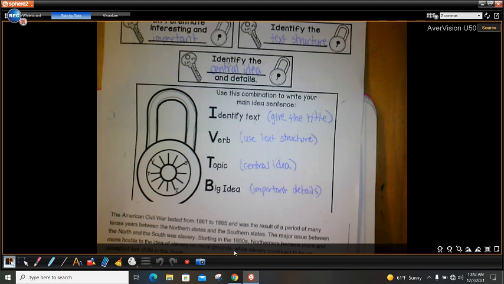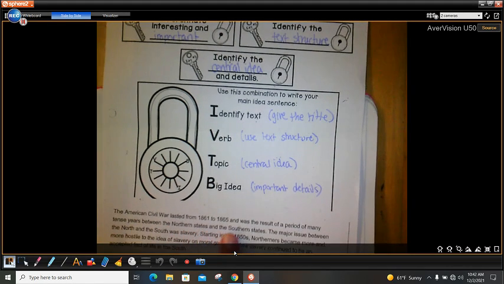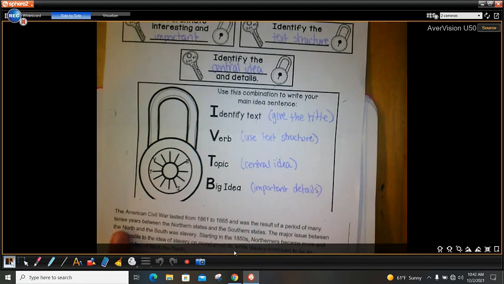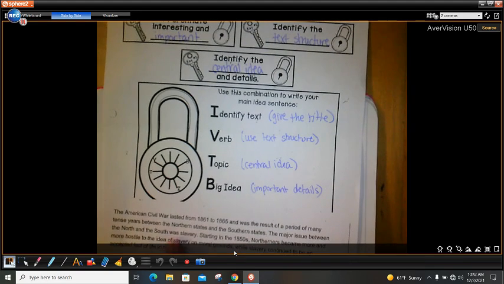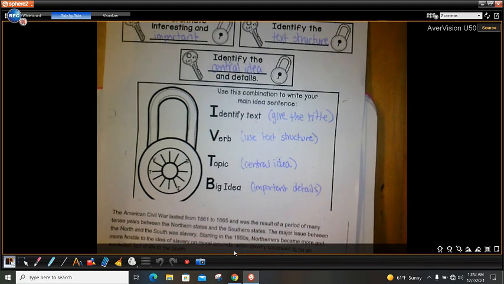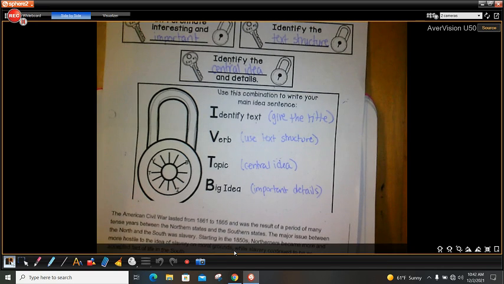Central idea. All right, at the bottom, I wrote: The American Civil War lasted from 1861 to 1865 and was the result of a period of many tense years between the northern states and southern states. The major issue between the North and South was slavery. Starting in the 1850s, the Northerners became more and more hostile to the idea of slavery on moral grounds, while slavery continued to impact the accepted fact of life in the South.